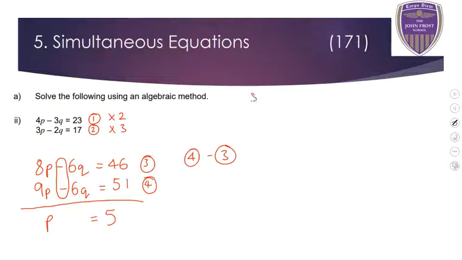Then we're going to, same as last time, sub P equals 5 into one of the equations. Easiest one to do in this case would be number 2. It's the smallest amount of P. Right, so now that we know P equals 5, where this says 3P, we don't need to write that. That means 3 times by P. So in this case, 3 times by 5. Okay, everything else is the same in that equation then. So minus 2Q equals 17.